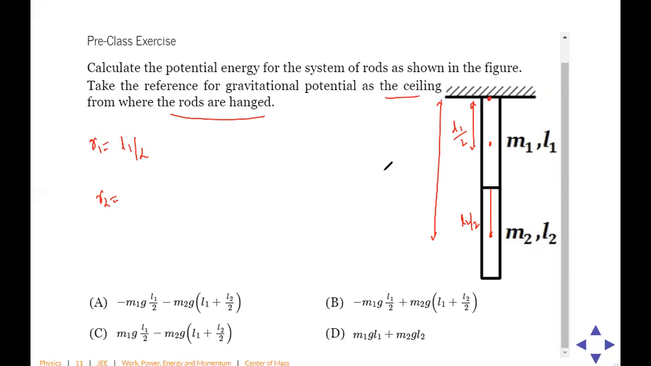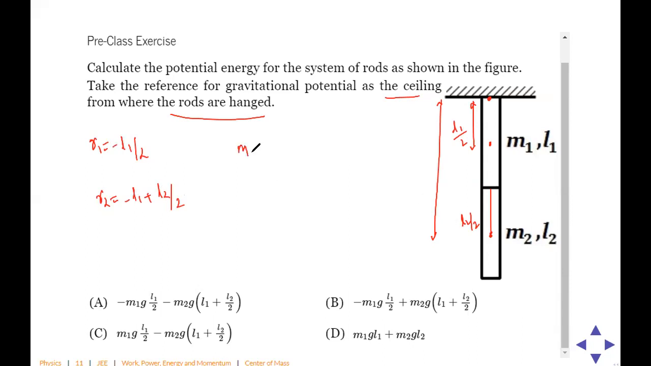So L1 plus half L2. Yes, exactly. So it is L1 plus half L2. Awesome, right? And then we just use the formula. Is this negative or positive? Tell me, is it negative or positive? Sir, it is negative. It is downward, so the reference is negative.